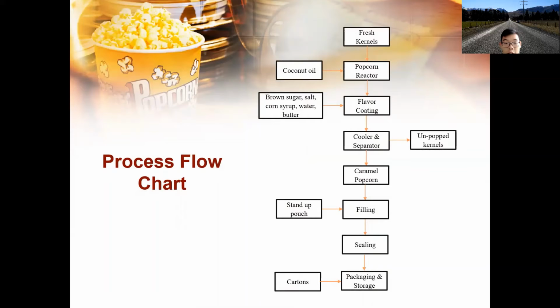Then the popcorn is transferred to a cooler and separator, whereby a rotating drum is used to separate the unpopped kernels from the popcorn. Besides that, it also functions as a cooler to cool down the popcorn and avoid the popcorn sticking to each other. Then we have our caramel popcorn.